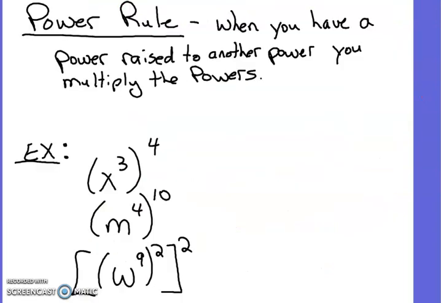Let's go to the next rule. The next rule is the power rule. The power rule is when you have a power raised to another power, you multiply the powers. Again, the base does not change. It's just when you have a power raised to a power, you multiply the powers. Let me explain why it actually takes place. You have the base, x cubed, but it's being repeated 4 times.